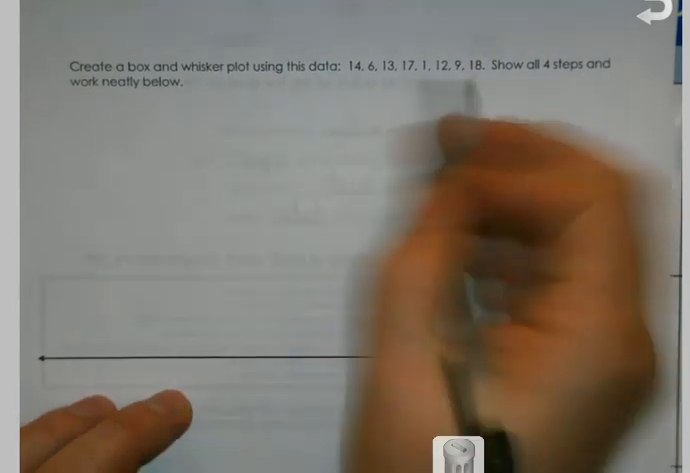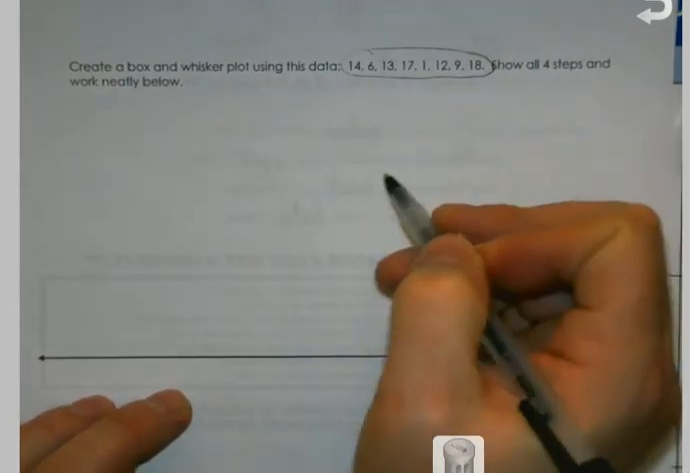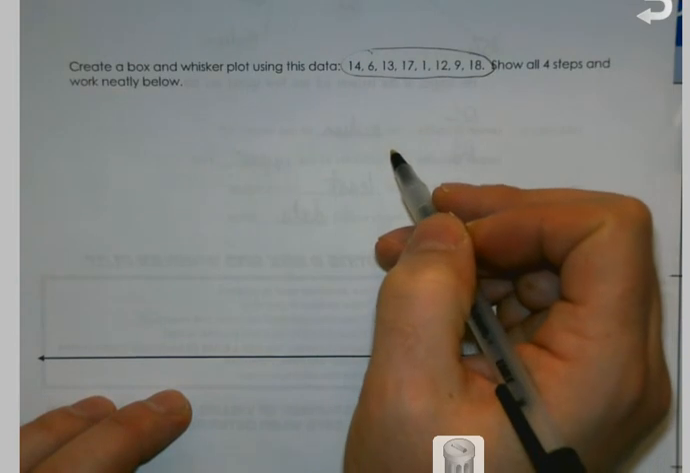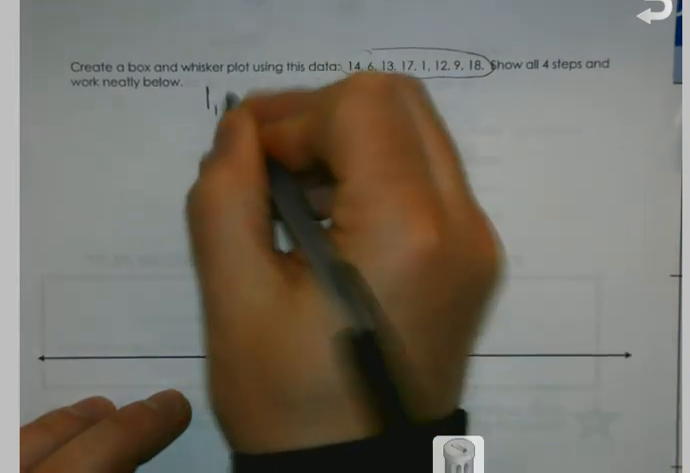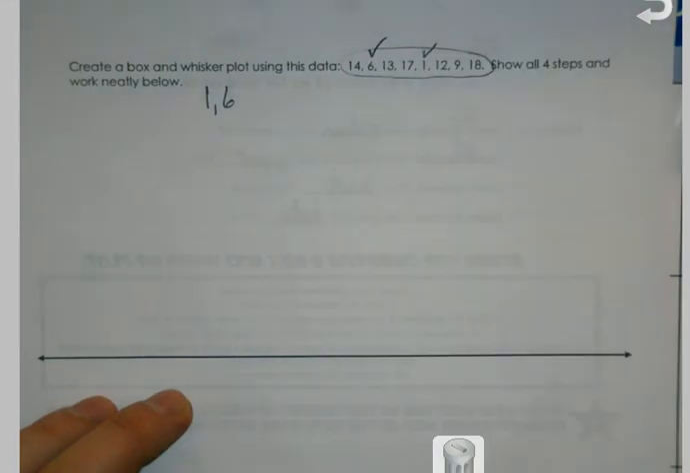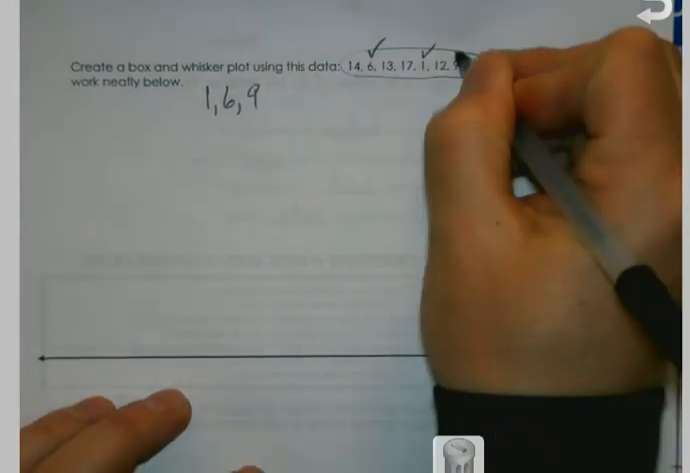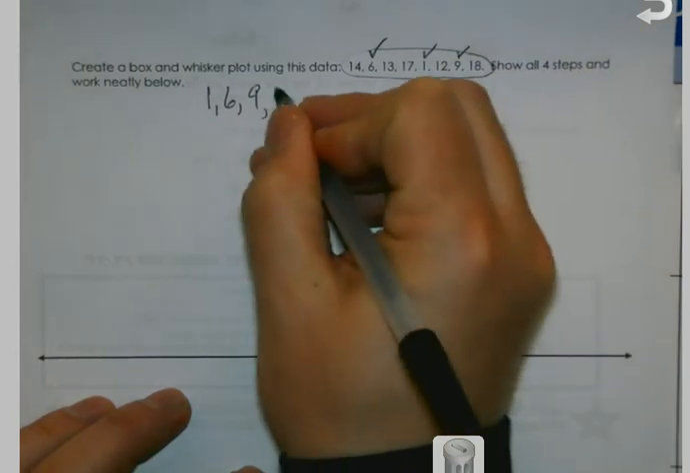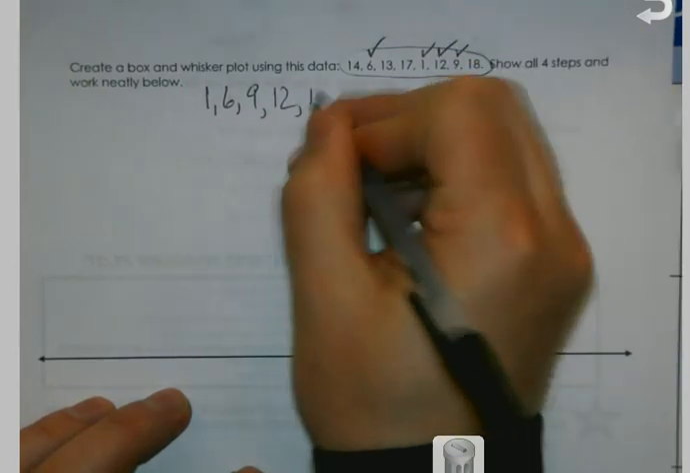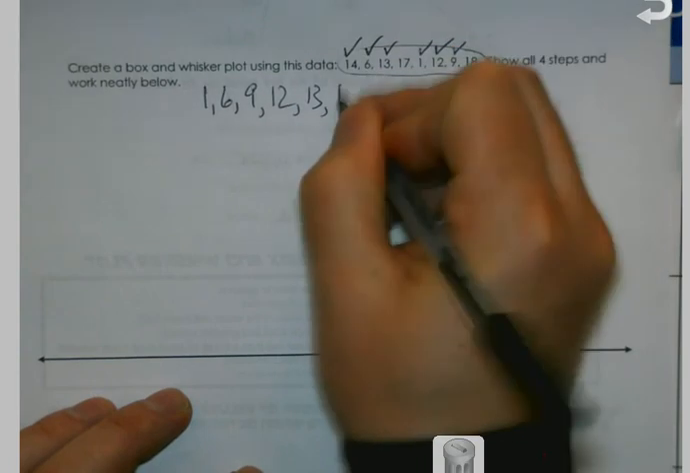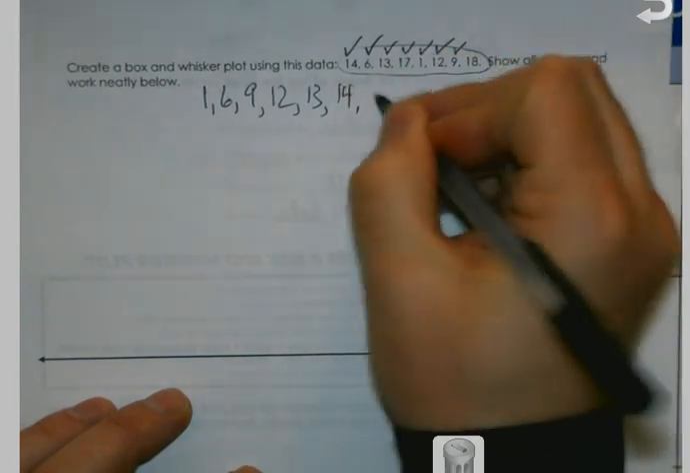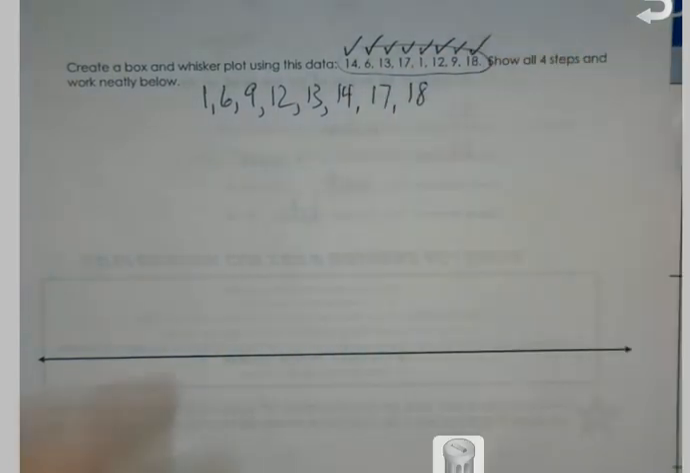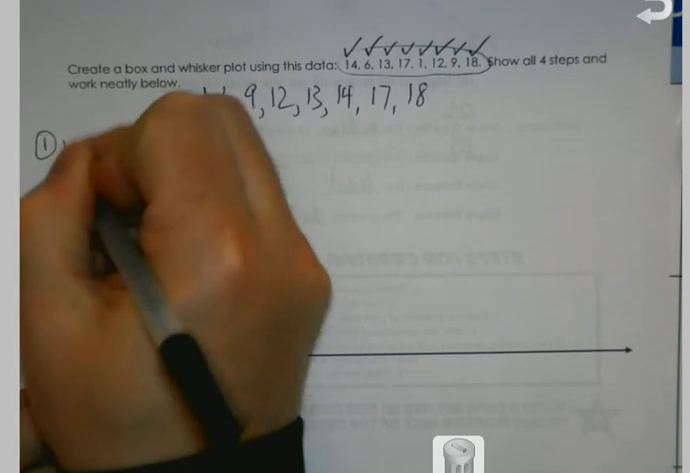What's going to come first with my list here? 1, okay. So 1, then I'm with you on 6. I'm going to check them off so I don't use 1 twice. 9, all right. 12. All right. Keep it rolling. All right. And 18 to finish. Once I've got those, number 1 job, median.